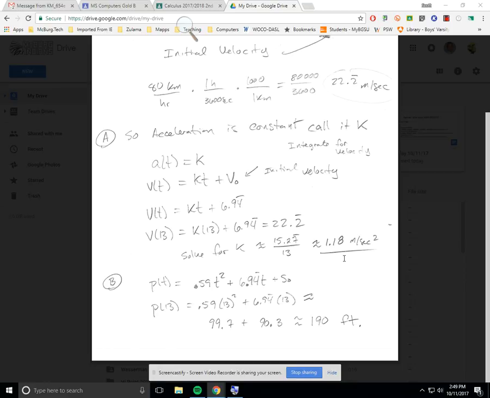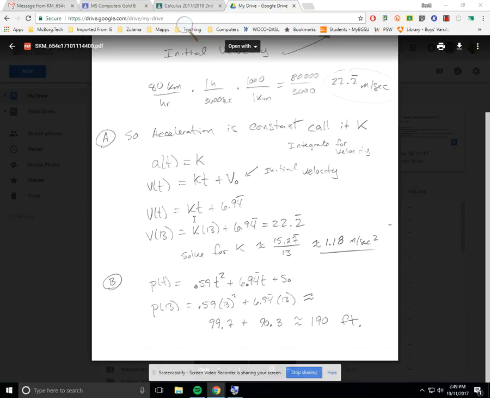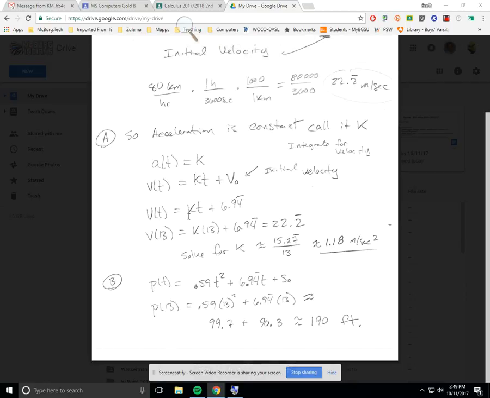Now it asks, how far did he travel? Well, how far did he travel means you've got to put that 1.18 meters per second squared in for acceleration, and you've got to do one more integration. So if I integrate now, V of t is equal to 1.18 t plus 6.94. 1.18 turns into 0.59 because you bump the exponent to the 2 and multiply by a half. 6.94 gets a t added to it, and plus S0. We're just going to consider the starting point to be 0, so we just left it out.